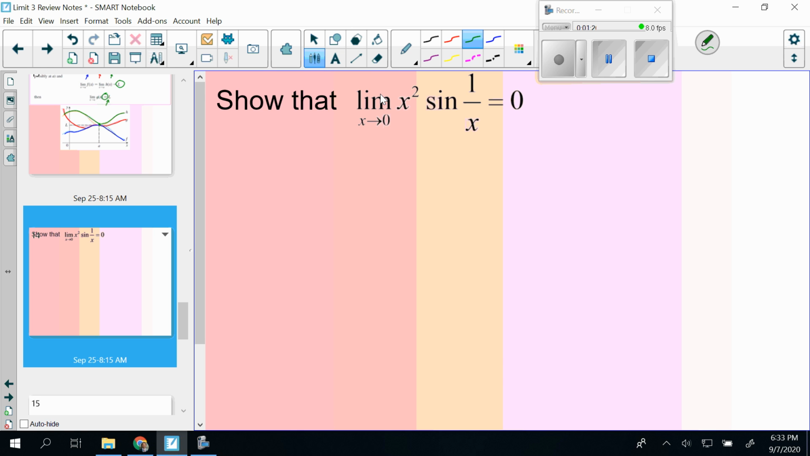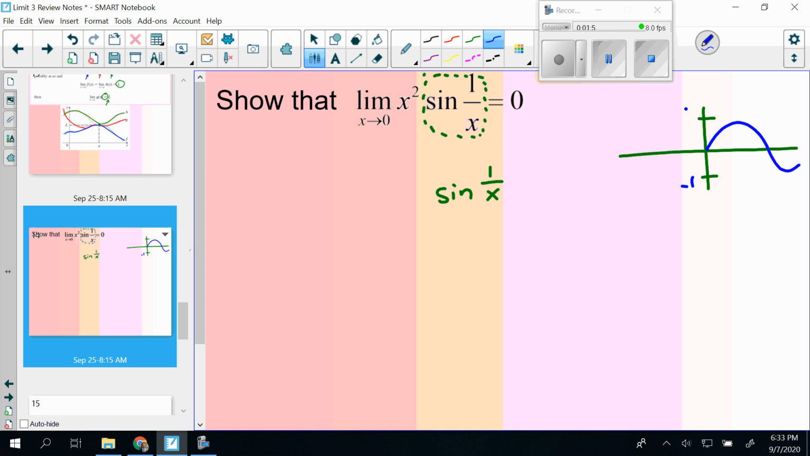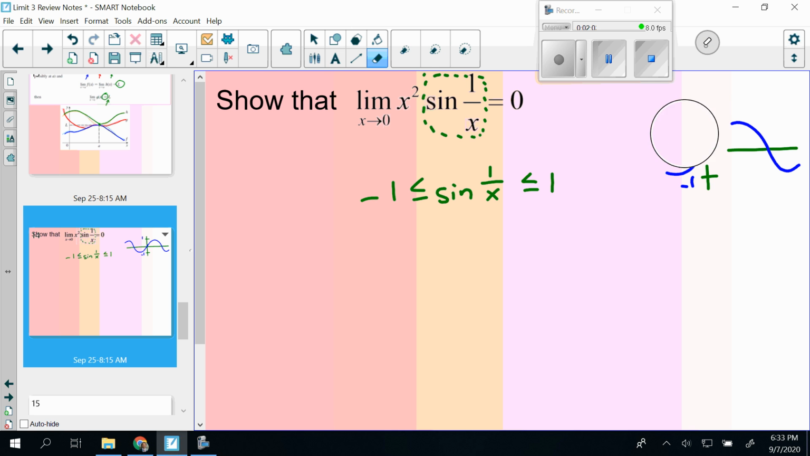Well, we're going to focus on this part giving us trouble here and see what we know about sine of 1 over x. Any sine value, we know the graph of sine always is going to alternate between 1 and negative 1. You've seen that graph before in trig. It's always going to stay between 1 and negative 1 and be this wave. So we can say this is always going to be between 1 and negative 1.